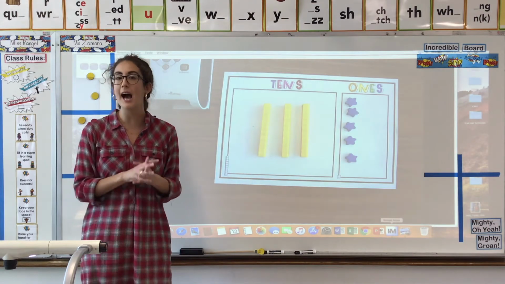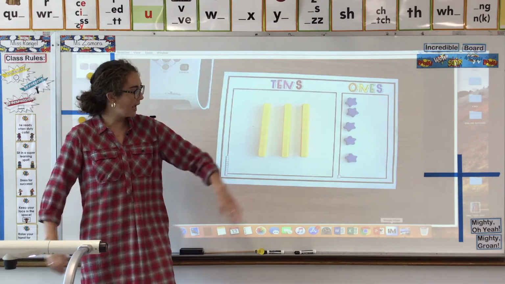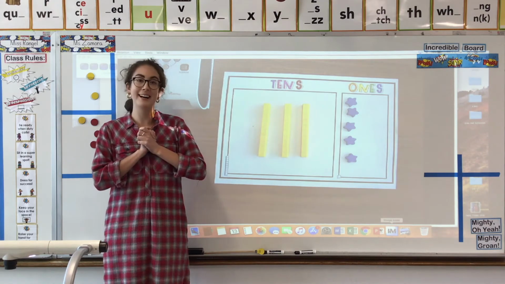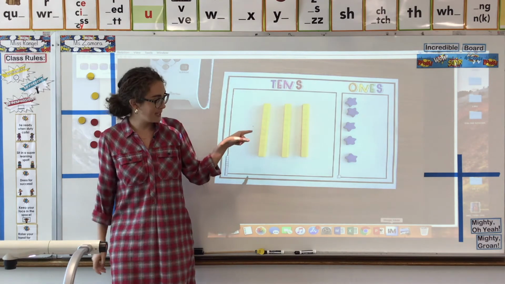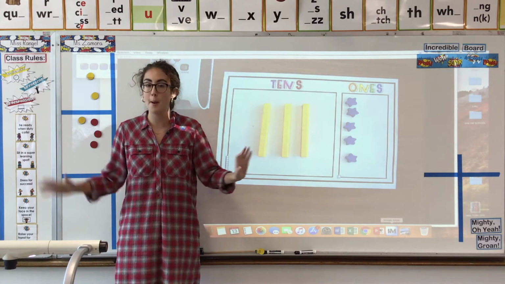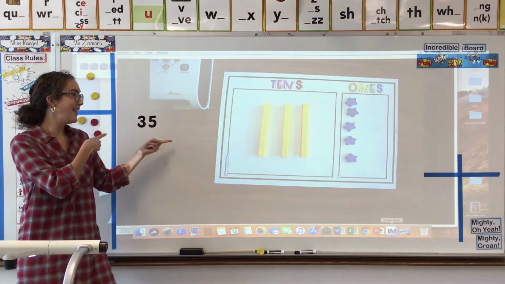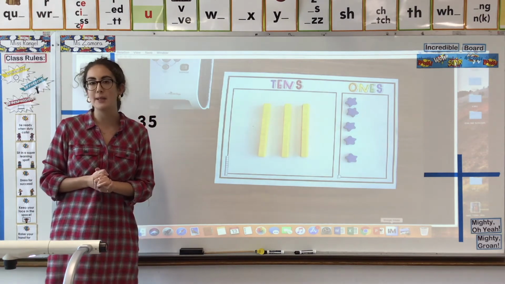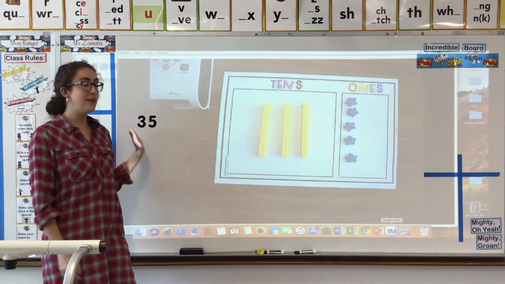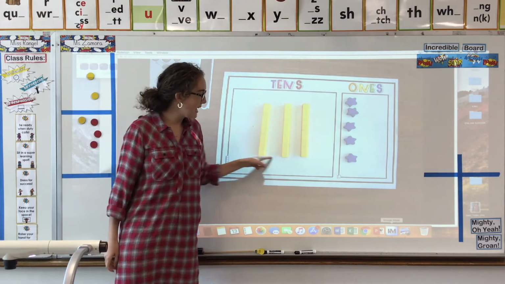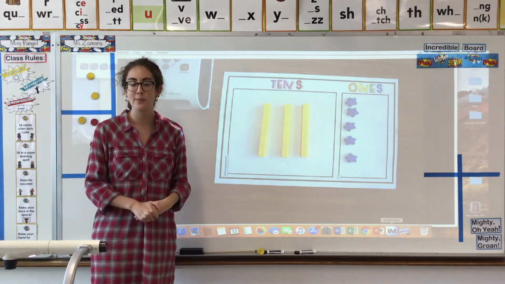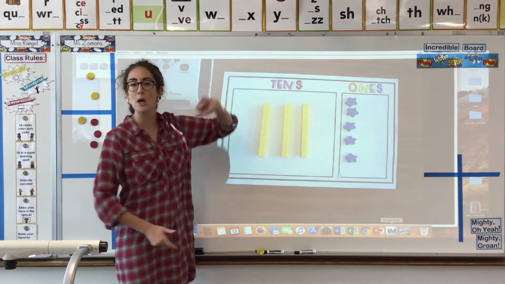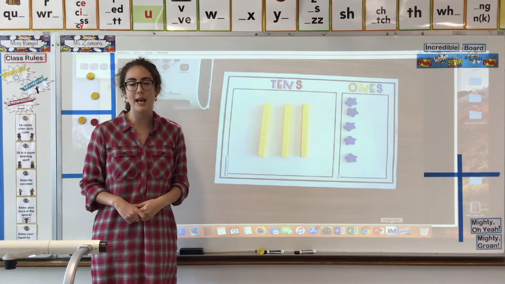Okay, Super Scholars, I have our place value chart up here, and what number do I have? What number do you see? 3 tens, 5 ones. That is the number 35. So we have 35 on our place value chart right now. And in 35, there are 3 tens. When we're skip counting by tens, the tens place is the only place that's going to change.